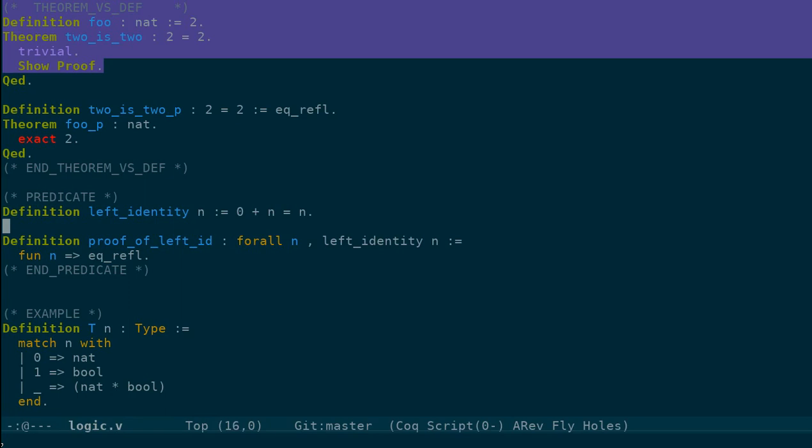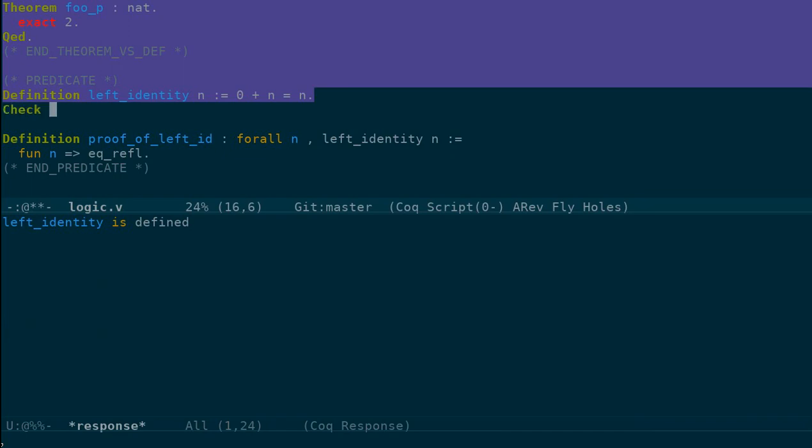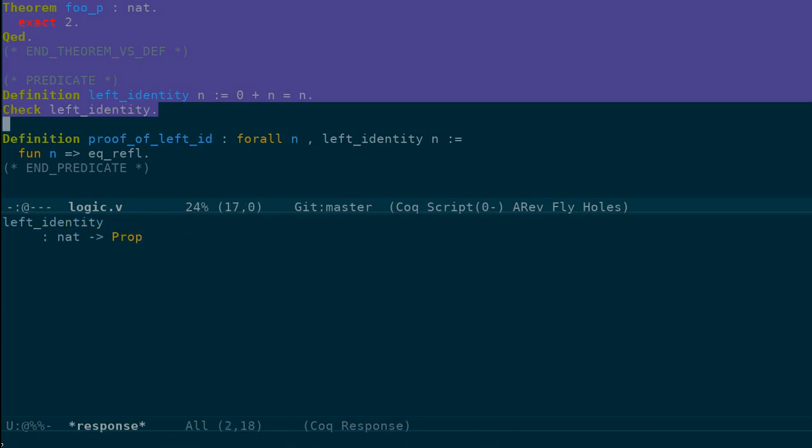To illustrate this point, let's look at the theorem left identity of n. So this is a predicate. Left identity of n is the statement 0 plus n is n. Notice that left identity n is a type. Not left identity; left identity is a function that maps n to a type. So let's just check this out. Check left identity. Okay, so it is a function from NAT to Prop. Think of Prop as type. As of now, we will see the difference between Prop and Type, but here just treat this as type. So left identity is a predicate on natural numbers.